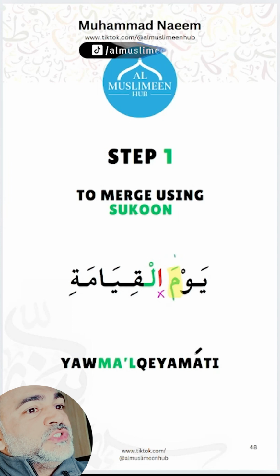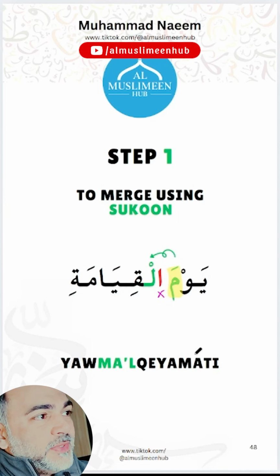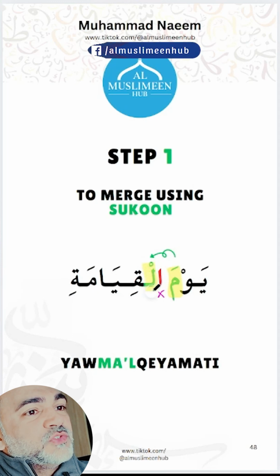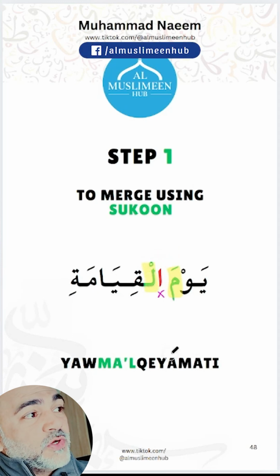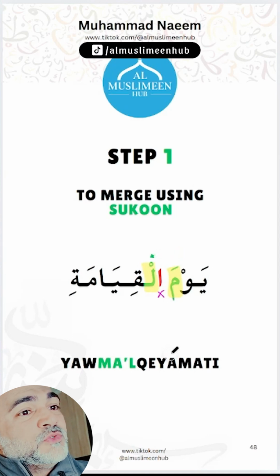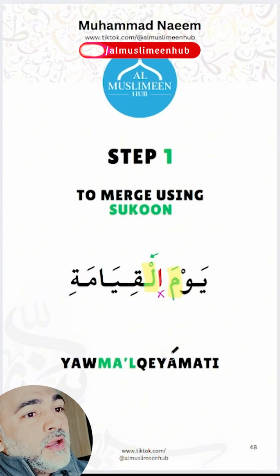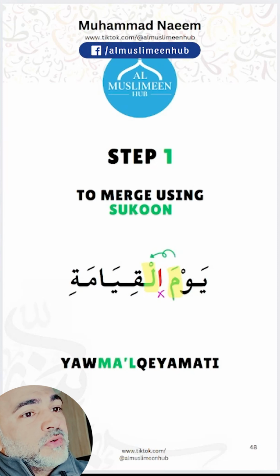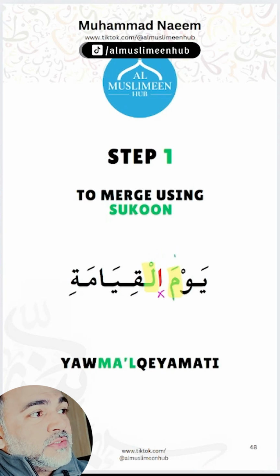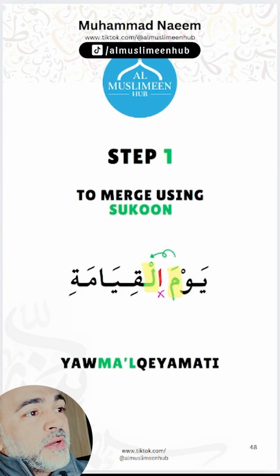Then it's going to jump to the neighboring letter, and it finds that lam is there, and lam has sukoon, and this is exactly what the meem was looking for to connect. So the meem is going to connect with the lam. Before, we read yawma al-qiyamah; now you need to read it yawmal qiyamati or yawmal qiyamah. That's how you connect the two words together. Keep one thing in mind here.